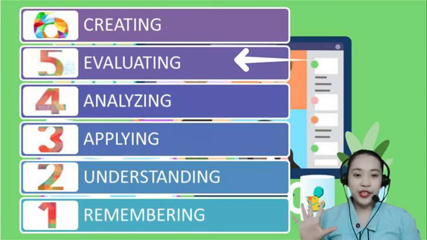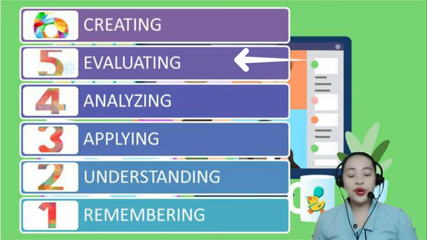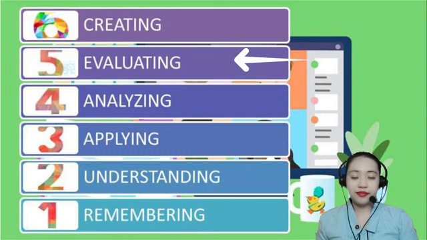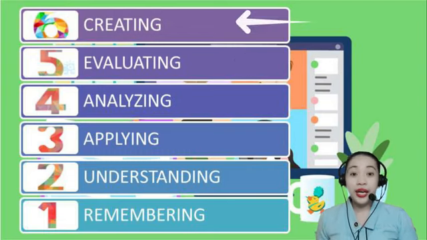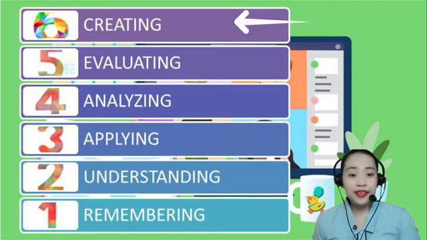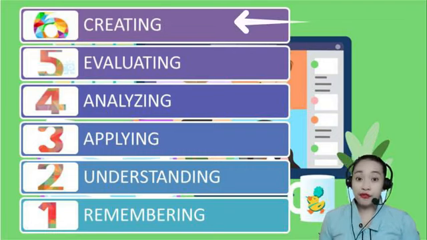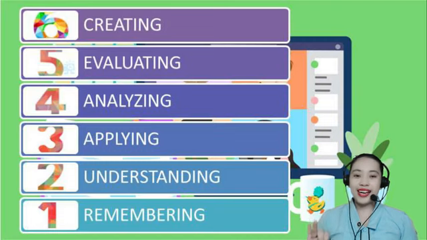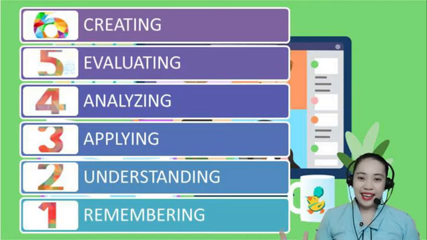Fifth level, we have evaluating. Justifying a decision or course of action like checking, hypothesizing, critiquing, experimenting, and judging. And lastly, our highest level is creating. Generating new ideas, products, or ways of viewing things, designing, constructing, planning, producing, and even inventing. So class, those are the 6 levels of cognitive domain. We have remembering, understanding, applying, analyzing, evaluating, and creating.